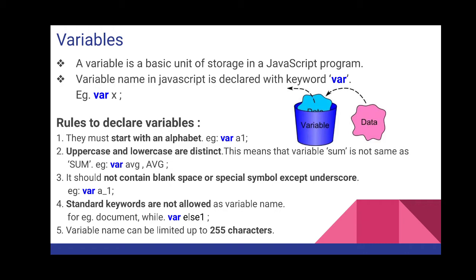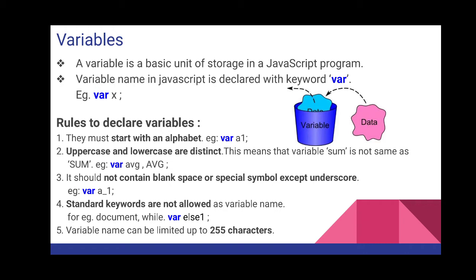Okay, so now what is the first rule? They must start with an alphabet. Suppose I want to give a name to my variable, the first letter of a variable should be an alphabet. After that you can give maybe a number, or again an alphabet. So an example could be var space a1. If I give the name a1, it is valid. Why? Because the start of my variable name should always be an alphabet, not a number.